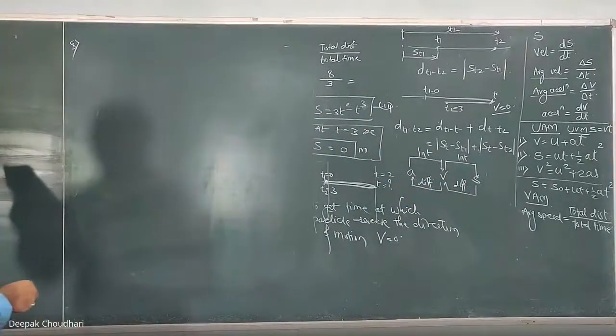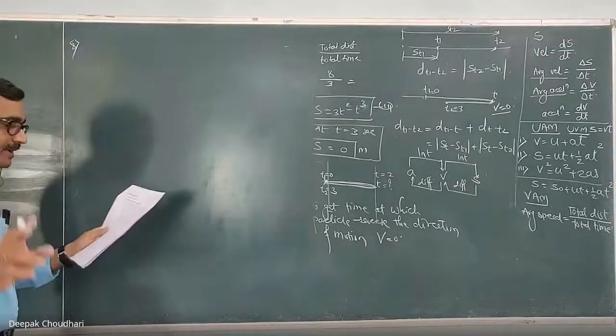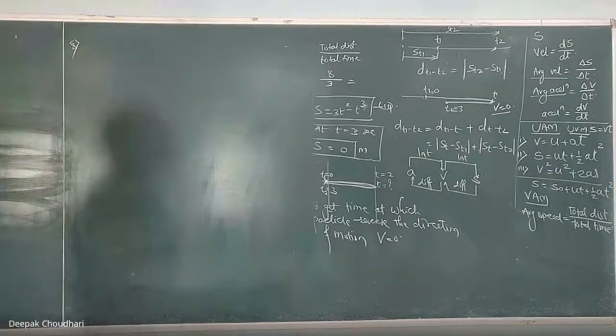Okay, sum number 8. A particle starts from rest from origin. First sentence दिया है, particle starts from rest from origin. इसका मतलब क्या है?